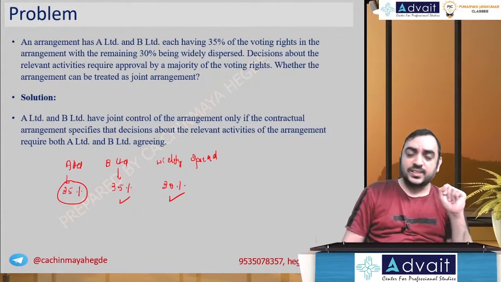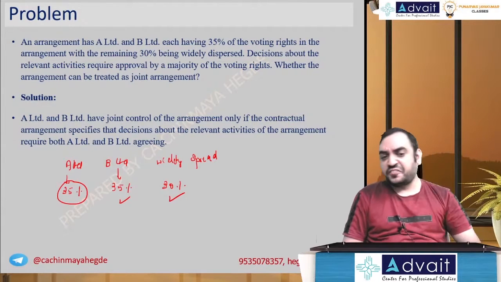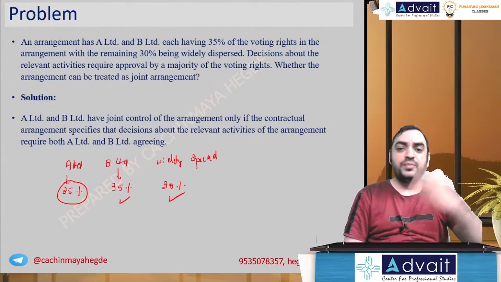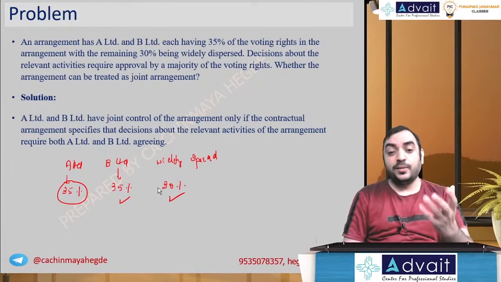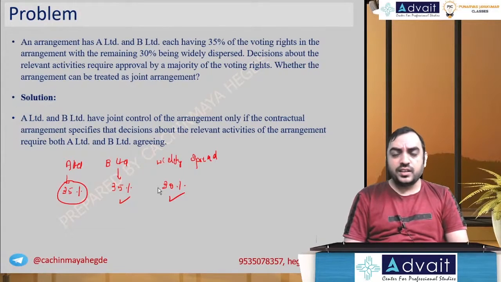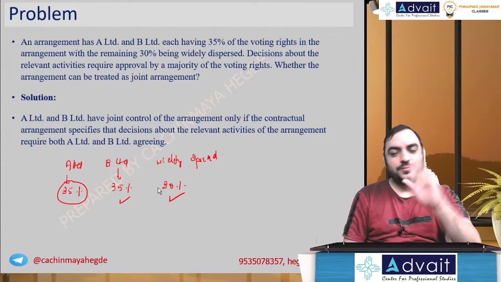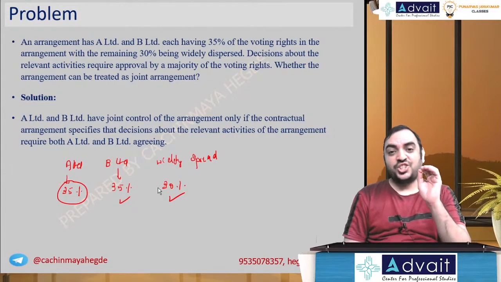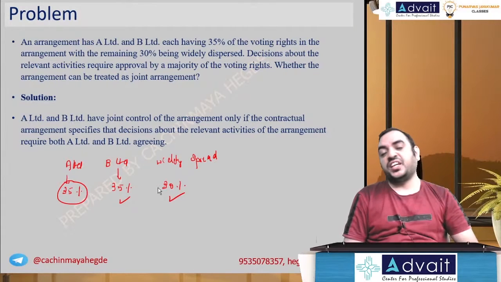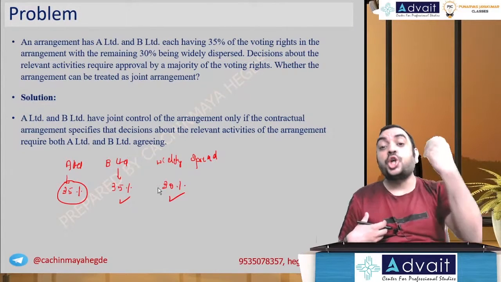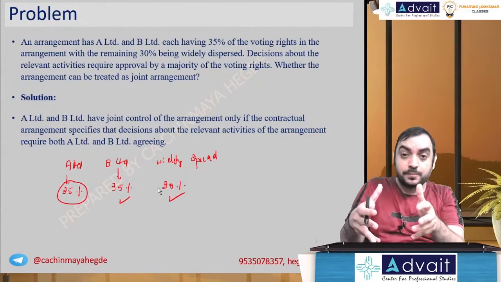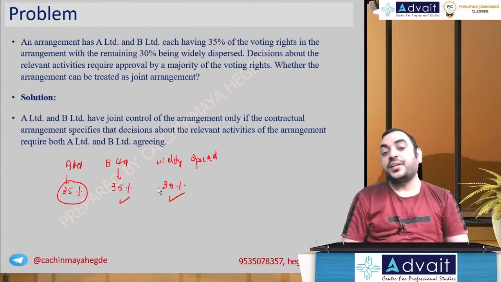So you might think, sir, like this: A Limited 35, B Limited 35, put together 70, more than a majority. So A Limited and B Limited together can control the company. Yes, they can control the company. So they have joint control. Don't think like that. If you want to say joint control, there have to be two specific conditions. One, you should be able to stop others from making the decision. That means your presence is a must. You have control. That's the meaning of it.